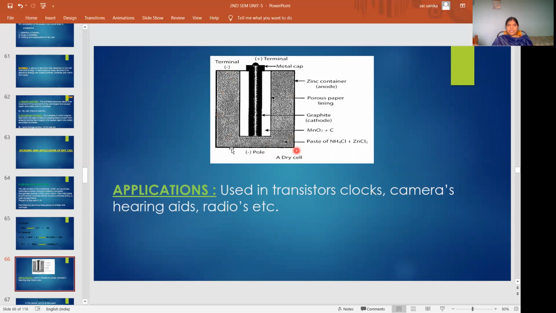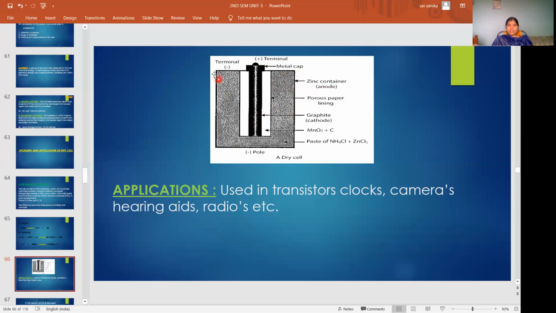This container is covered here and here. At the bottom it is naked, and it is surrounded by manganese dioxide and carbon powder, black carbon powder, and the electrolyte is a moist paste of NH4Cl and ZnCl2, ammonium chloride and zinc chloride. So this graphite rod or carbon rod acts as cathode. So cathode is given the positive symbol. Okay. So zinc container, anode, porous paper lining, this one here.